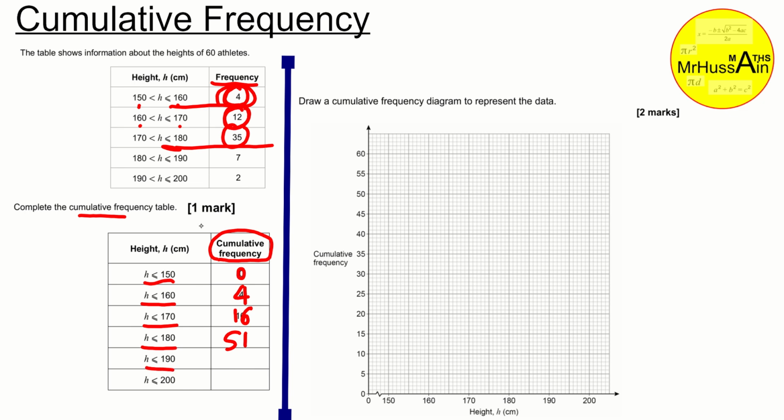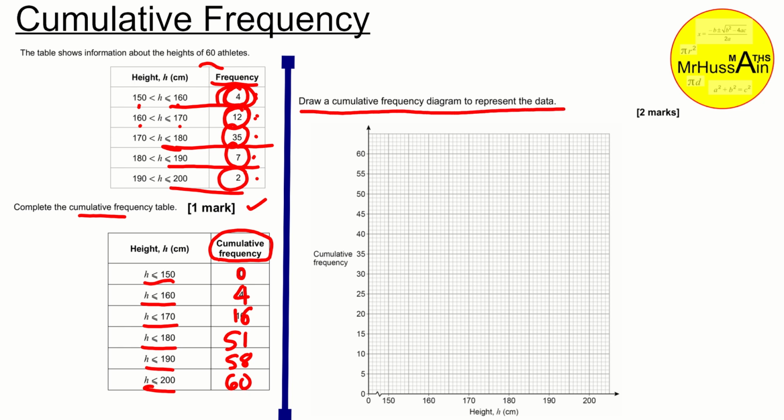Then they want the total up to 190, which is up to here. So that's 4 plus 12 plus 35 plus 7, which is 58. Then they want the total up to 200. So that's 4 plus 12 plus 35 plus 7 plus 2, which is 60. And that makes sense because the total was 60. That's worth 1 mark.